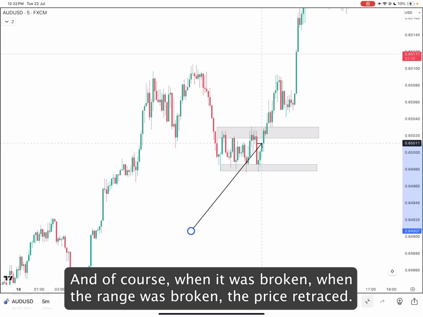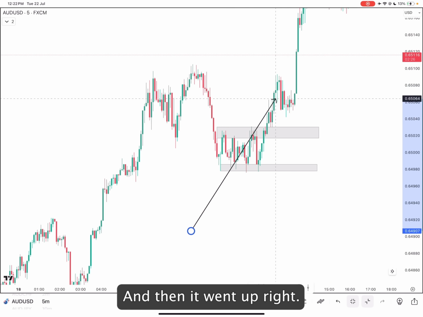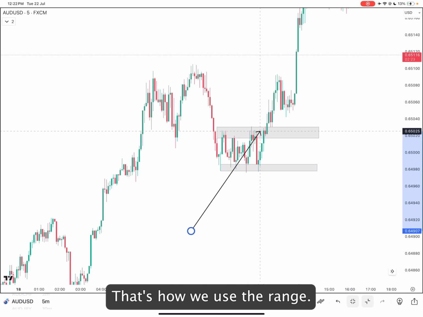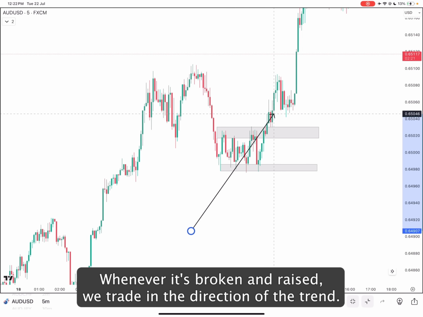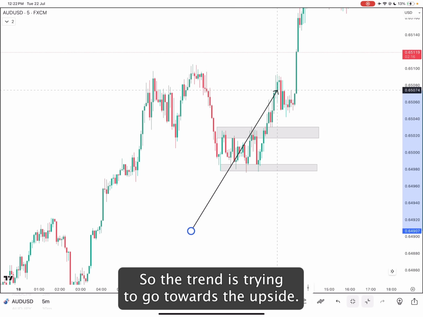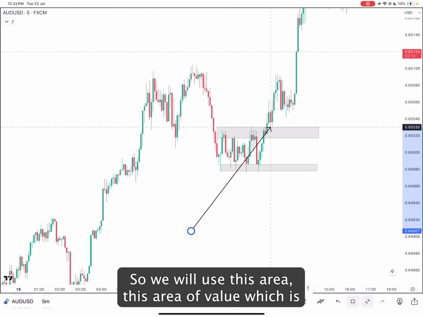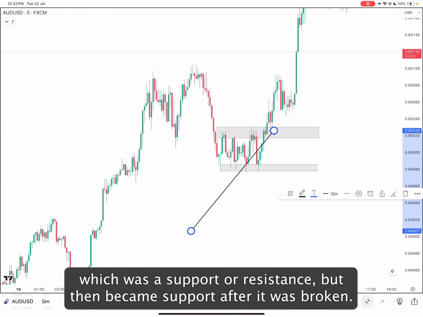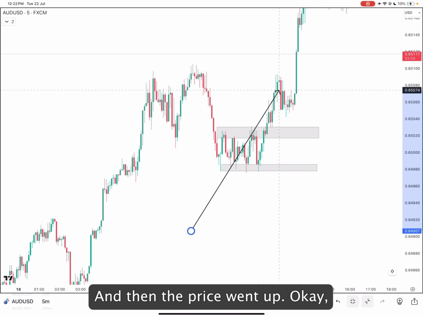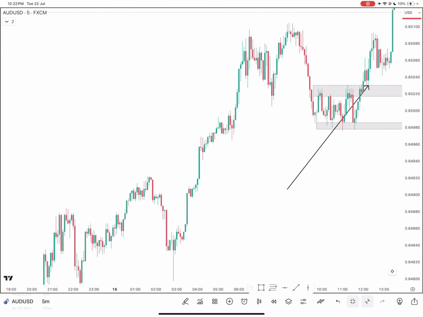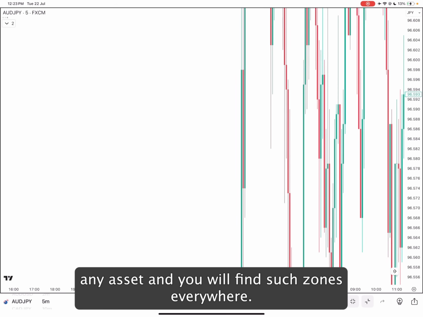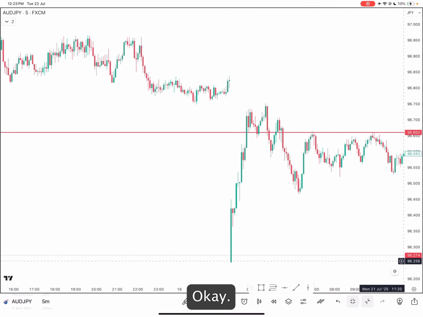And of course, when the range was broken, the price retraced and then it went up, right? That's how we use the range. Whenever it's broken and retraced, we trade in the direction of the trend. So the trend is trying to go towards the upside. So we will use this area of value, which was a resistance but then became support after it was broken. It worked as a demand zone, and then the price went up. Okay. You move to any asset and you will find such zones everywhere.